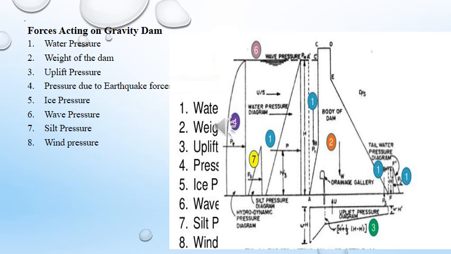And the next, number 2, is the weight of the dam. The weight of the dam acts downward, and taking the moment about the toe, that is anti-clockwise. So, this is the resisting force.